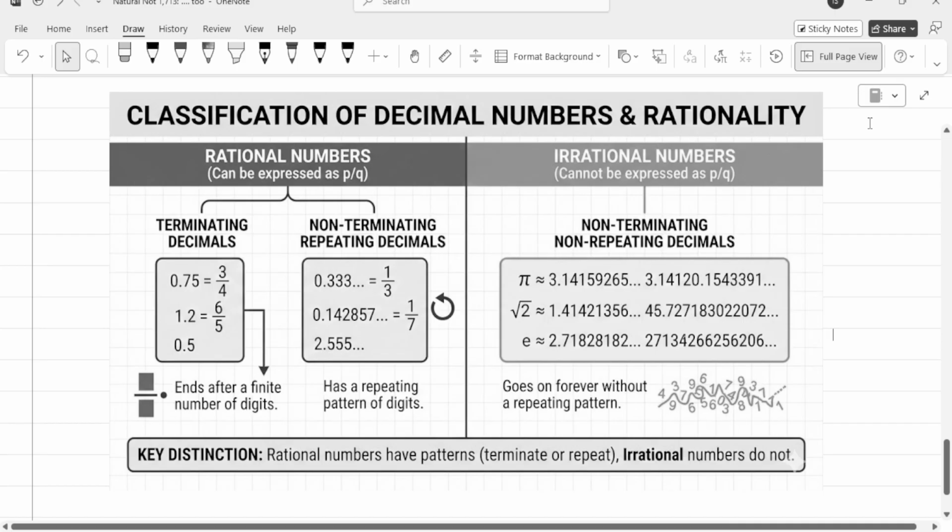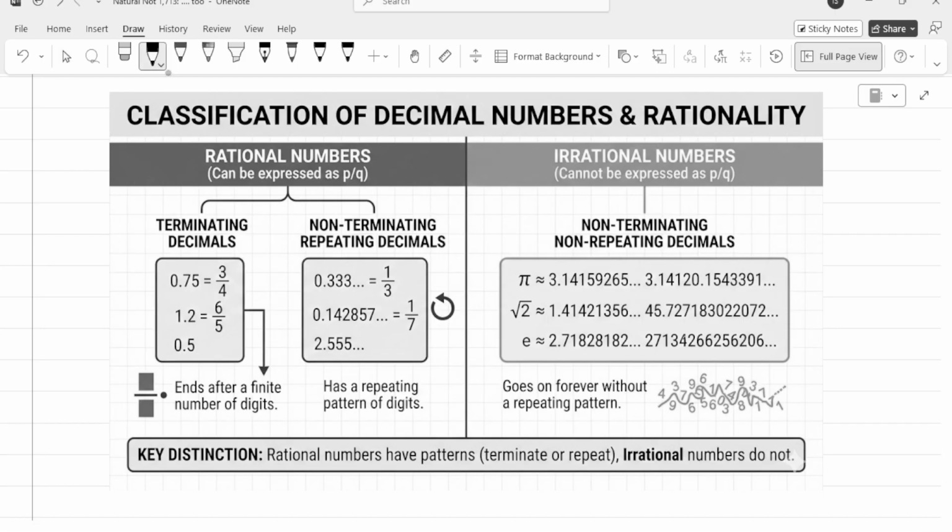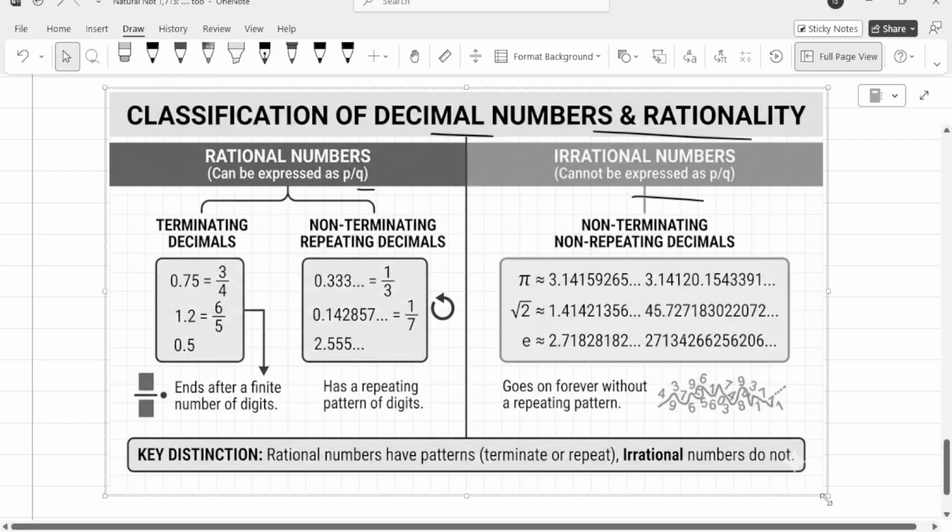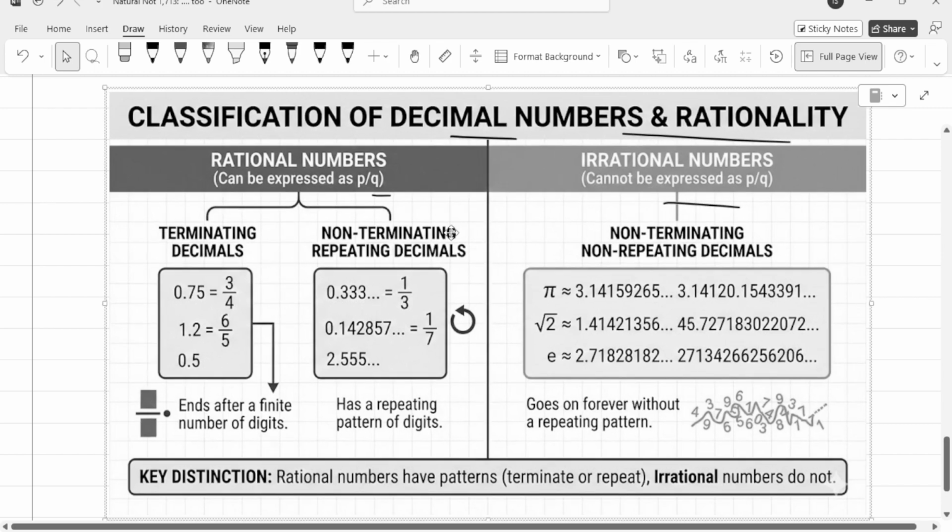Now today's topic is classification of decimals and number and rationality. In the previous video we discussed all the types of numbers. Now we discuss specifically rational numbers and irrational numbers, terminating, non-terminating, repeating. Here is the broad view of this chart. You can clearly see it.